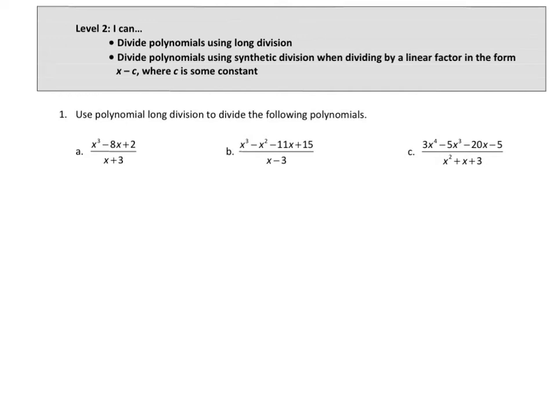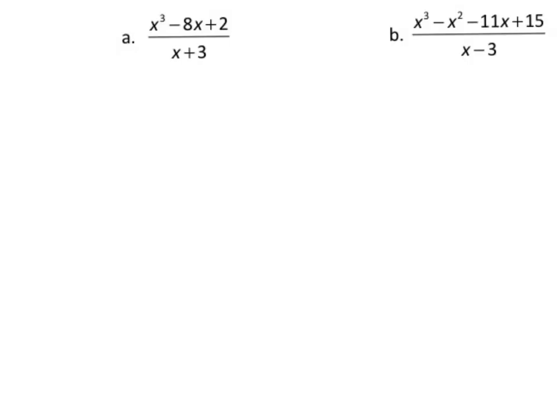In level 2 we will be doing polynomial long division, and this is just like the old school long division you used to do back in 3rd grade. Same thing. So what you're going to do is take the part that you're dividing by and put it in the front, and the top of your fraction goes underneath the big old school division symbol.